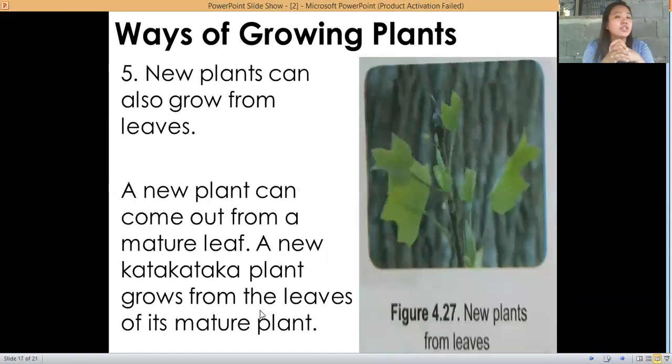Okay, next, new plants can also grow from leaves. So this one, a new plant can come out from a mature leaf. A new katakataka plant grows from the leaves of its mature plant. So from the mature plant, mag-grow ng leaves. So yun yung way of growing nila.